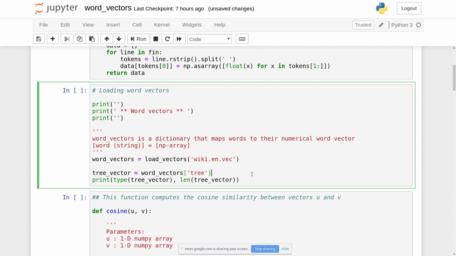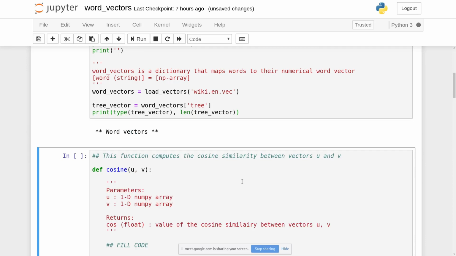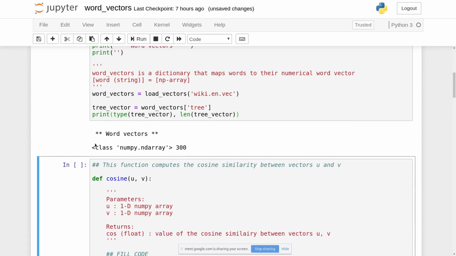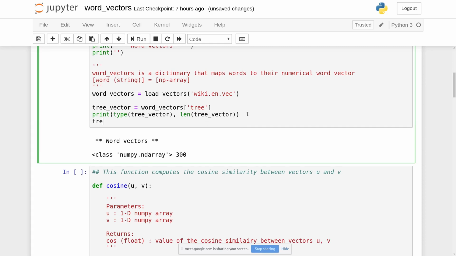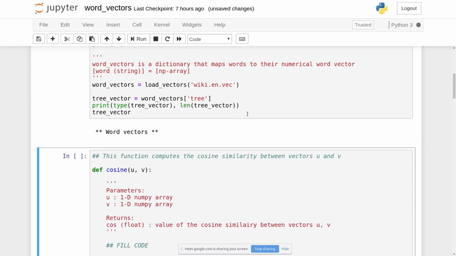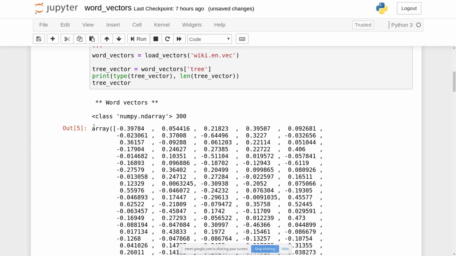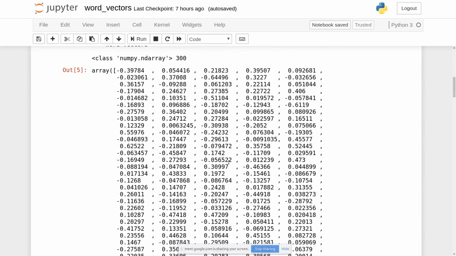When we run this cell, we expect the type of the tree vector to be a NumPy array, and then we have the length of the word vector. As we can see here, the class is a NumPy array, and the length of the vector is 300. So it's a one-dimensional NumPy array of 300 elements. This is the word vector of tree. Maybe we can see it. So this is the vector for the word tree. All right, let's comment it out.